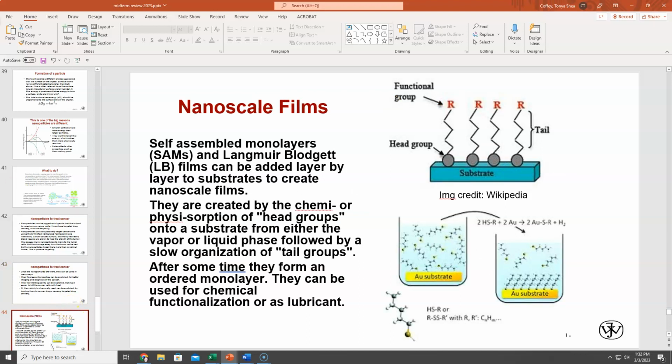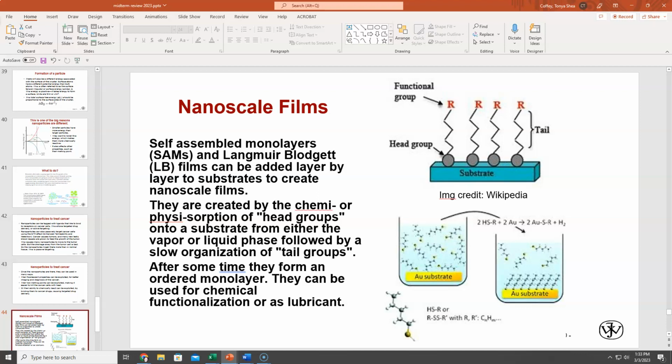Okay, let's talk about nanoscale films for a minute. We talked about self-assembled monolayers, or SAMs, and Langmuir-Blodgett films, or LB films. And these can be created layer by layer on substrates to create nanoscale films. What happens in this kind of film formation is that there's chemisorption or physisorption of what are called head groups onto a substrate or your surface or whatever. And then this chemisorption or physisorption can come from either a vapor or a liquid phase exposure of the substrate to the solution, okay?